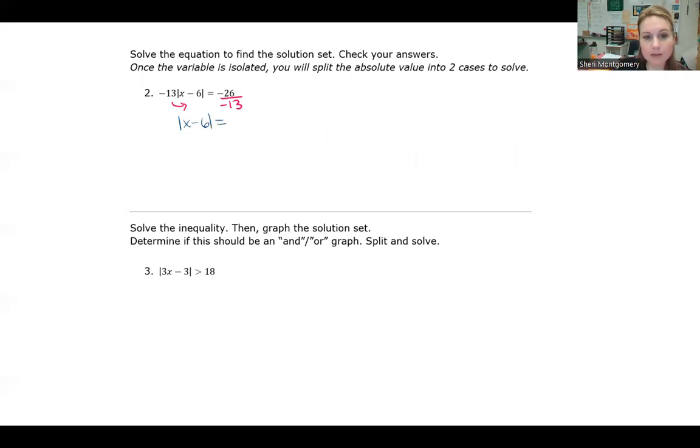Negative divided by negative, that's going to be a positive. 26 divided by 13, what is that? 2. Now, is the absolute value isolated? Yeah. So let's split it. Remember, when you split it, that's basically taking your absolute value bars and breaking them. So you're splitting it apart. There's no more absolute value. We get x minus 6 is equal to 2, and then x minus 6 is equal to -2.